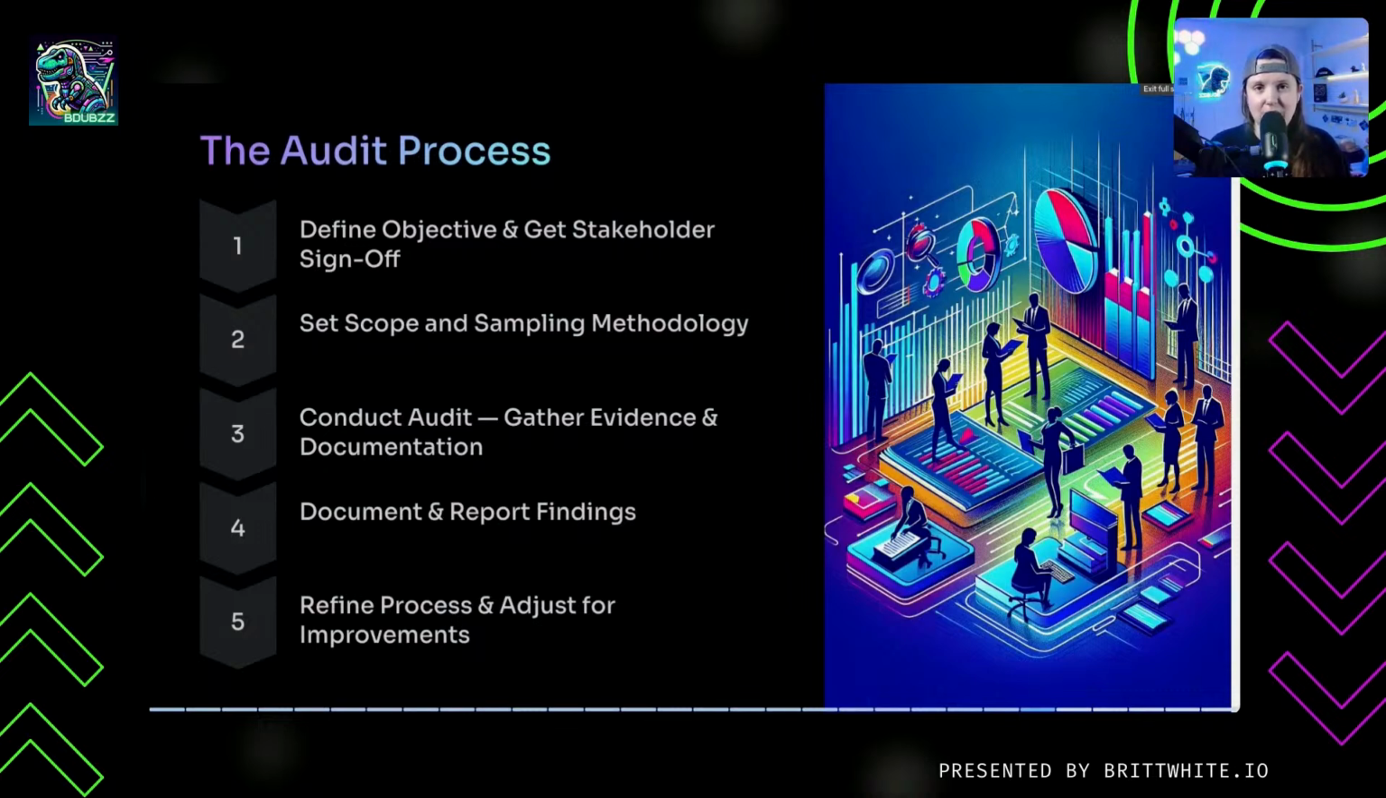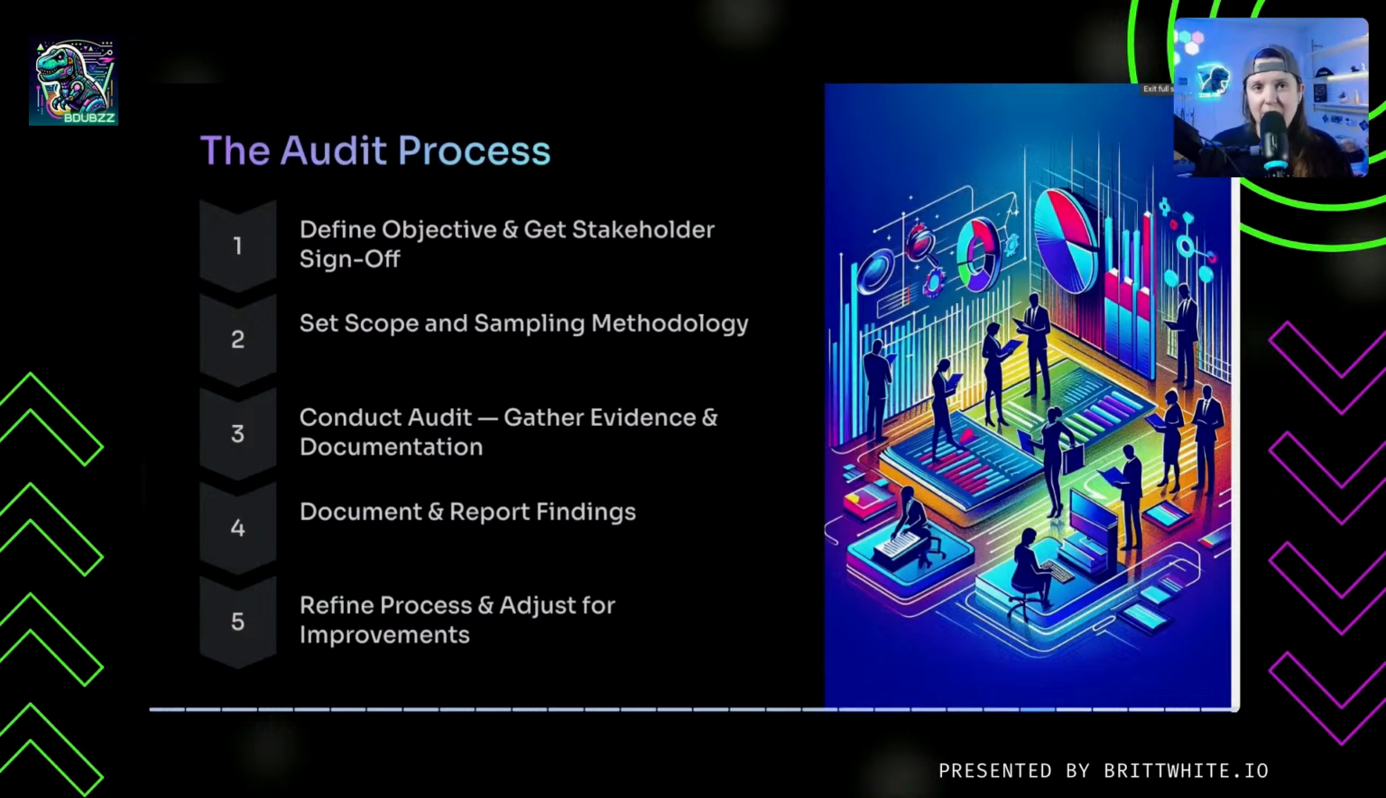Then comes the audit itself, the real meat of it. The lead auditor assembles the team, including subject matter experts, and creates a detailed plan. We test controls by sampling logs, interviewing staff, and gathering evidence like configurations and screenshots. Every step gets documented in the audit trail.